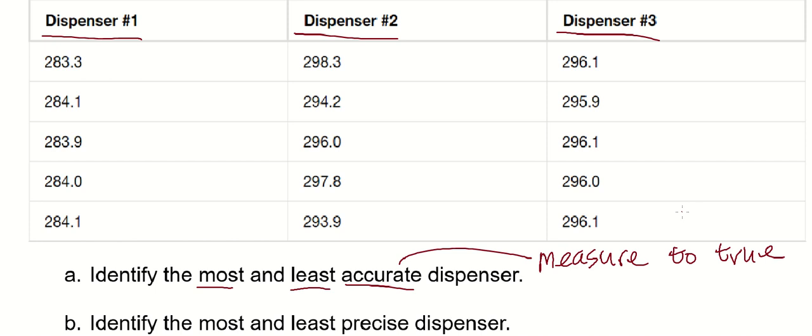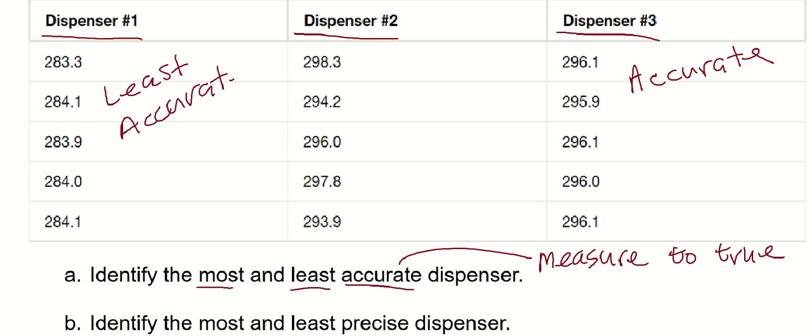Which set of measurements is closest? This is going to be the most accurate, dispenser number 3, because they're all 0.1, looks like, away from the true value, which is 296. So this is your most accurate, and which one is farthest away from 296? Looks like dispenser A is least accurate.